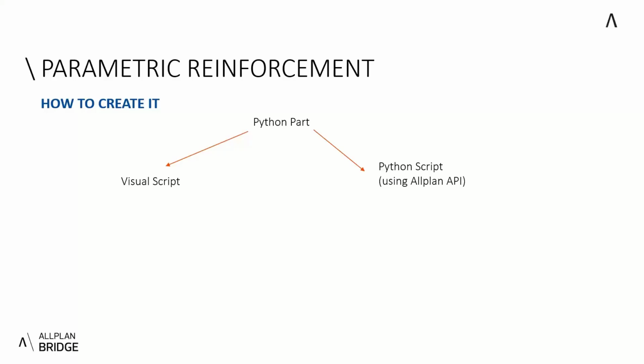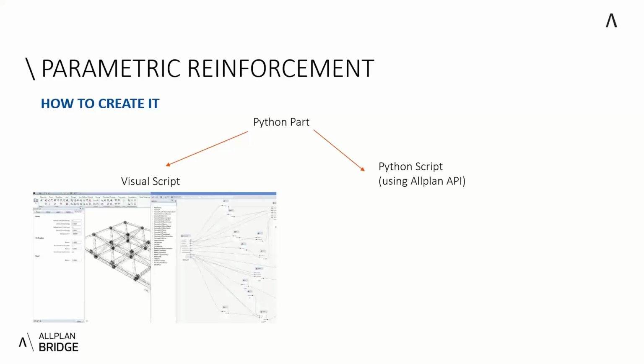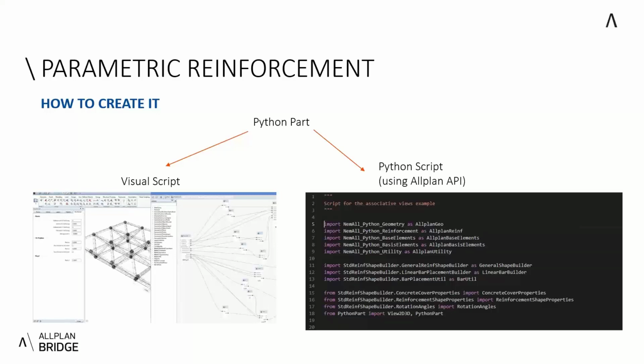They are parametric objects. You can create these Python parts in 2 ways. One is you can use a visual script. It's a way of programming. You could also use a Python script. Basically, they both are the same thing. With the visual script, you don't write lines of code, but rather you have nodes, which are by themselves lines of code, and you just connect these different nodes. So it's really interesting. I will explain later what visual scripting is. In the Python script, we have an Allplan API, so you can also access it.